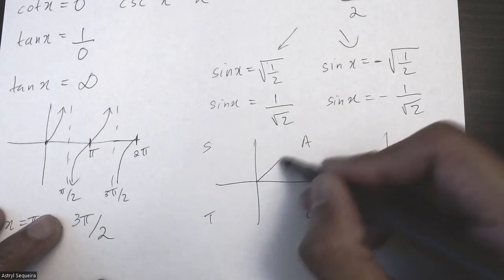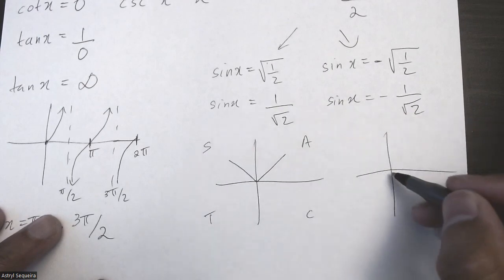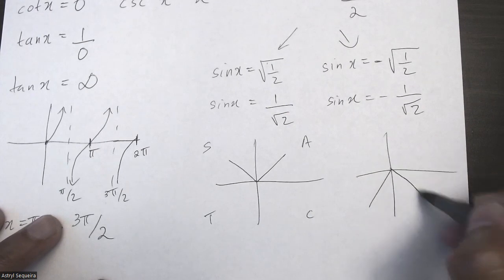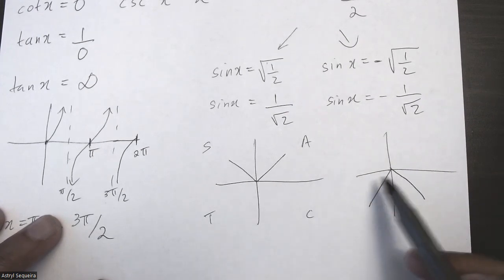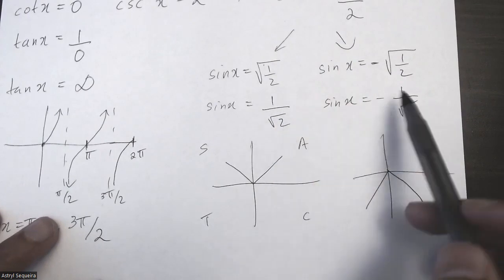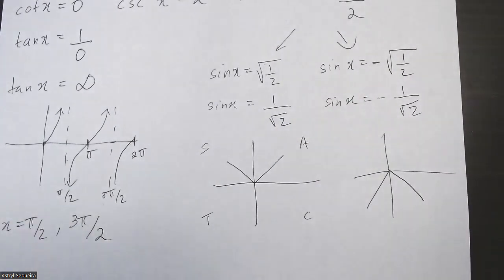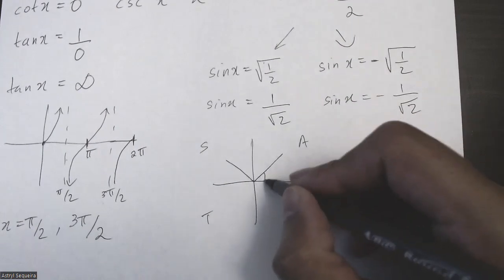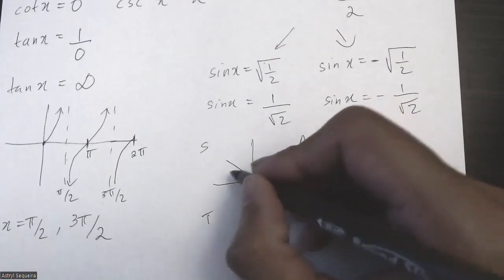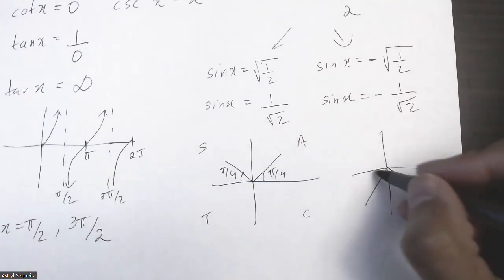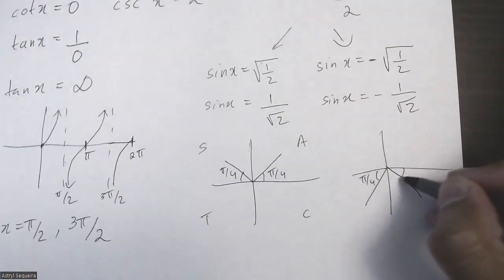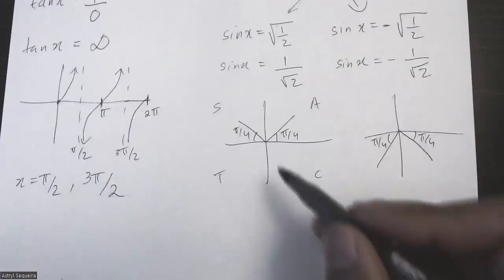So we know sine is positive in these two quadrants, which means sine is negative in these two quadrants. The acute angle is going to be identical in all of these because it's the same number, just the sign is different. So sine inverse of 1 over root 2 is just pi over 4. All our acute angles are pi over 4. And then we have our four solutions.